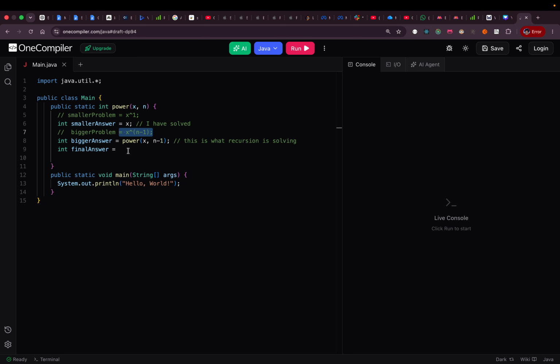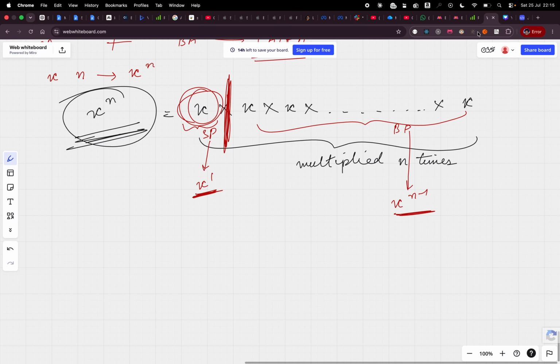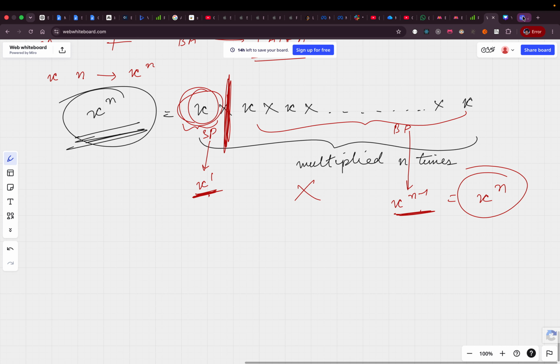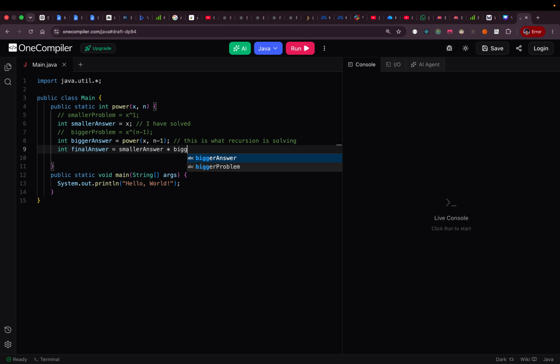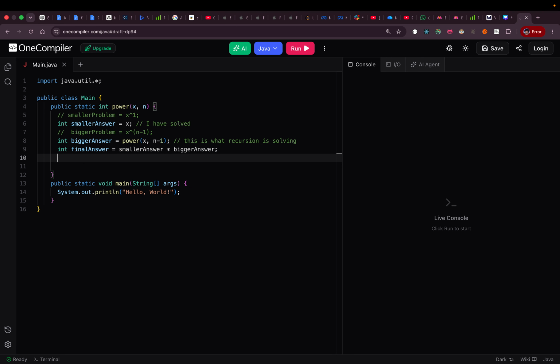Now all you have to do is just combine them, just merge them. How do I merge them? Just multiply them. If I multiply x power 1 with x power n minus 1, I get x power n, which is exactly what I want. So here I can simply say smaller answer into bigger answer. And then I'll return it, final answer. So this is how you are solving recursion.